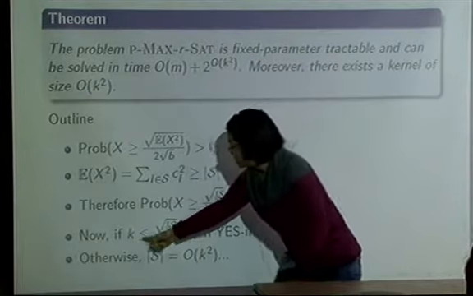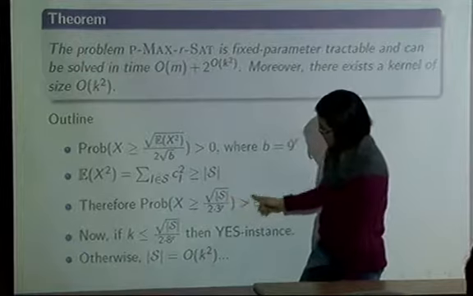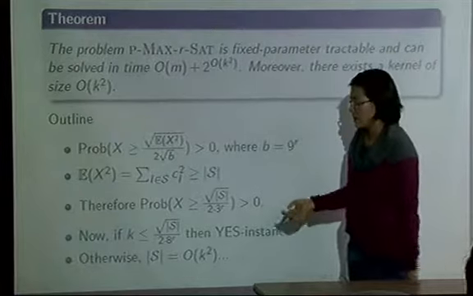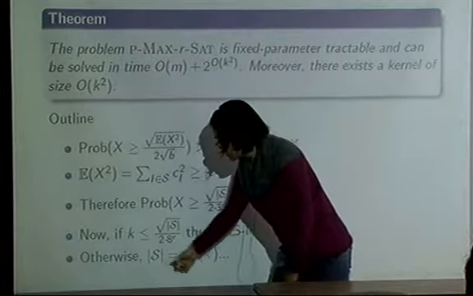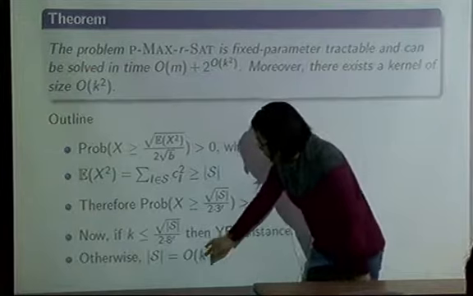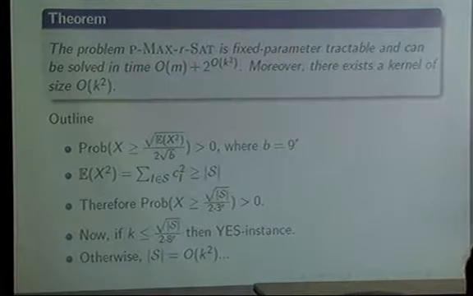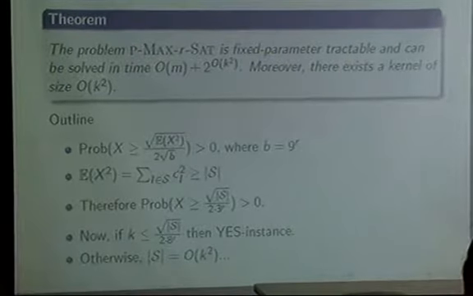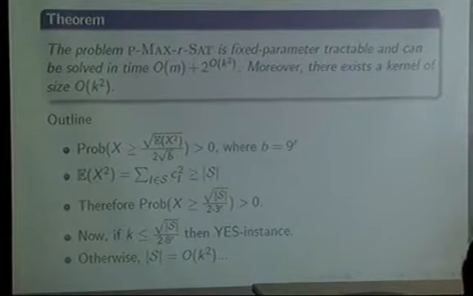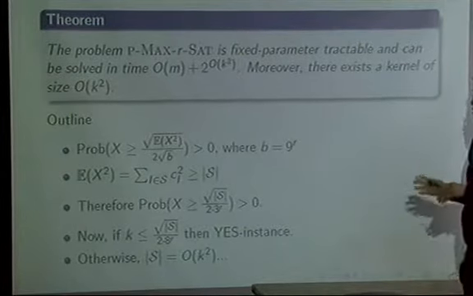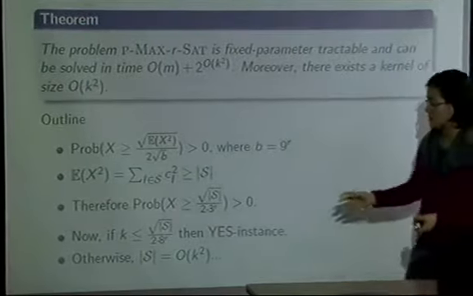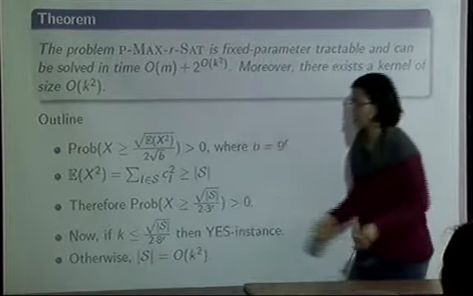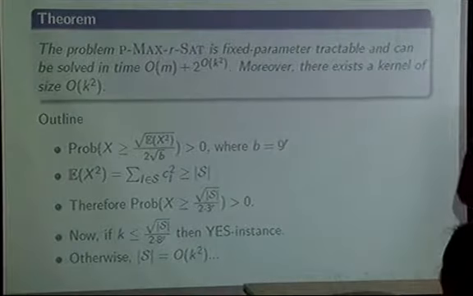So if you have k like this, then you have a yes instance. So x is at least as large as k. Otherwise, s is bounded by some function of k. It doesn't necessarily mean that the original CNF formula has a bounded number of variables or clauses, but there is some technical argument that says it implies that the original instance is bounded. So we have a kernel.